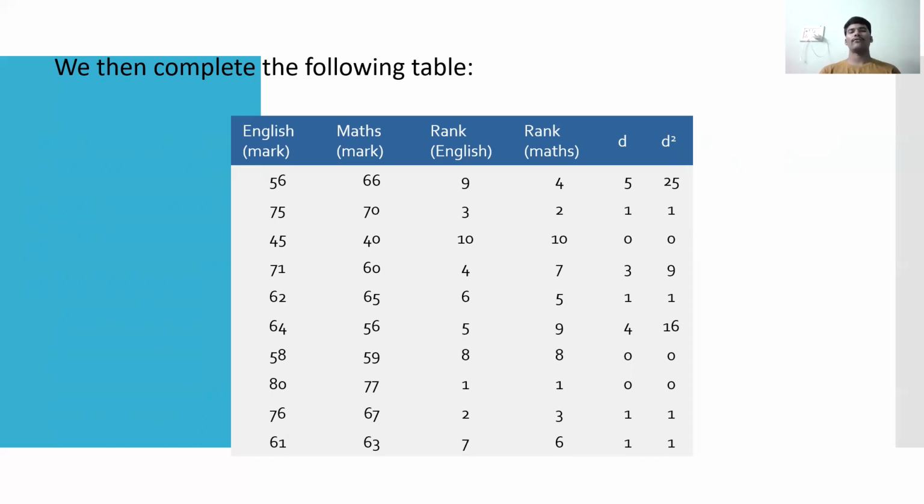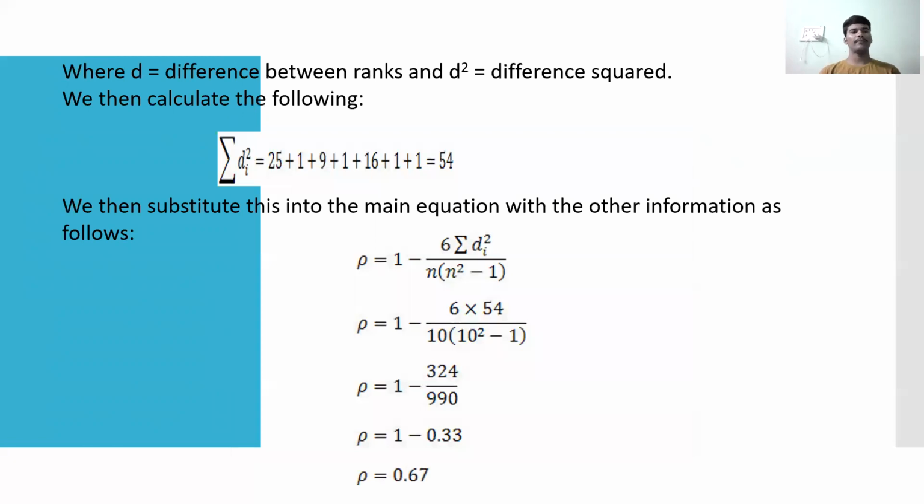9 minus 4, 5. 3 minus 2, 1. 10 minus 10, 0. 4 minus 7, 3. Likewise, if you calculate D, there will be a list of values of D, through which we can calculate D square. Where D is the difference between ranks and D square is the difference squared, when we calculate sigma di square, means the sum of all the d square values, we get 54.